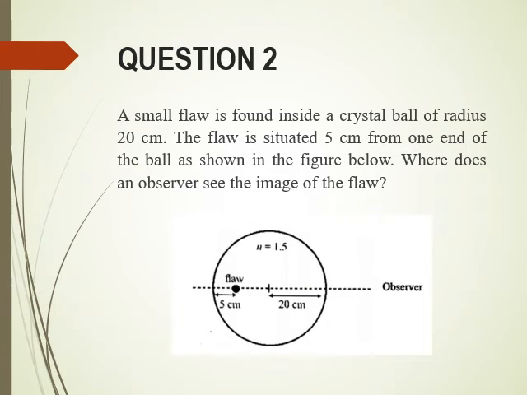Question 2. A small flaw is found inside a crystal ball of radius 20 cm. The flaw is situated 5 cm from one end of the ball, as shown in the figure below. Where does an observer see the image of the flaw?